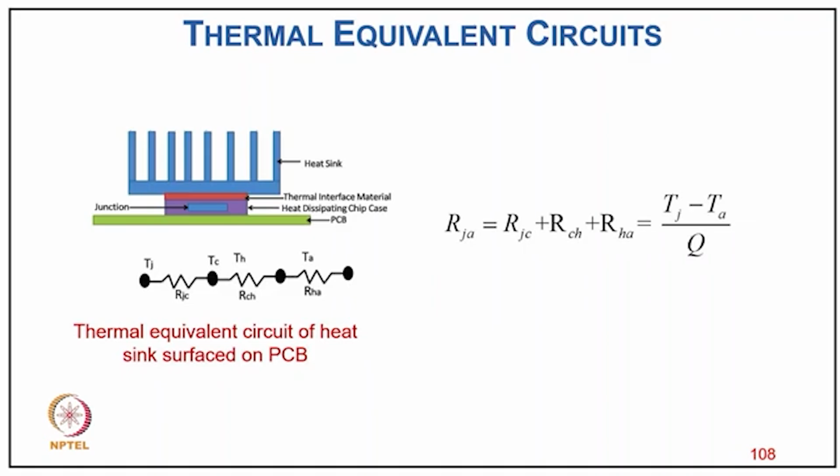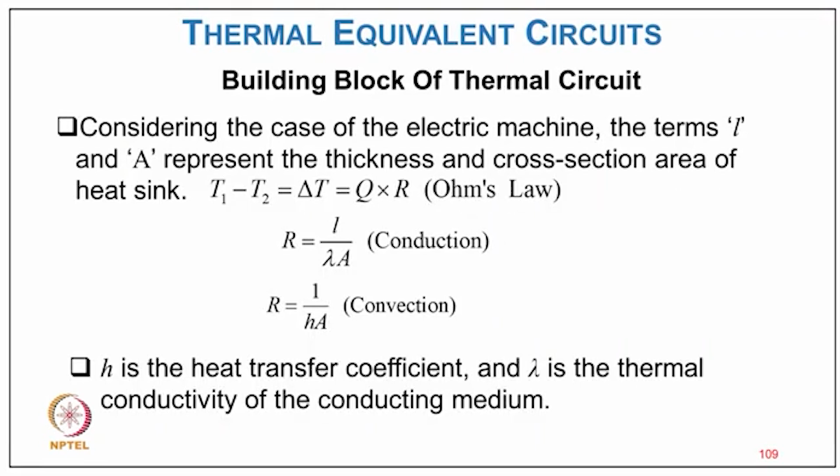We have a junction, a thermal material, heat dissipation, and we have a thermal resistance between different junctions like Tj, Tc. Then we have typically Th and Ta. The thermal equivalent circuit of a heat sink surface on PCB has total resistance Rjc, then Rch plus Rha, and that is Tj minus Ta upon Q.